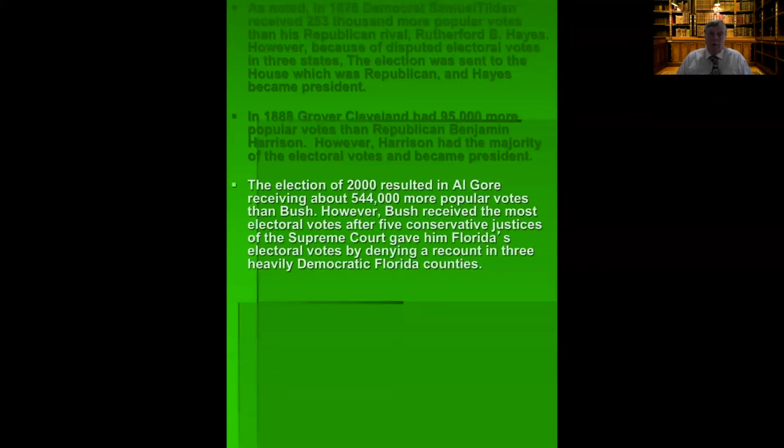The election of 2000 resulted in Al Gore receiving about 544,000 more popular votes than Bush. However, Bush received the most electoral votes after 5 justices of the Supreme Court gave him Florida's electoral vote by denying a recount in 3 heavily Democratic Florida counties. The election of 2016 resulted in Hillary Clinton receiving almost 3 million more votes than Donald J. Trump. Obviously, there have been legitimacy questions there.